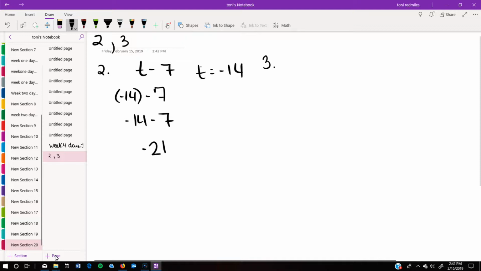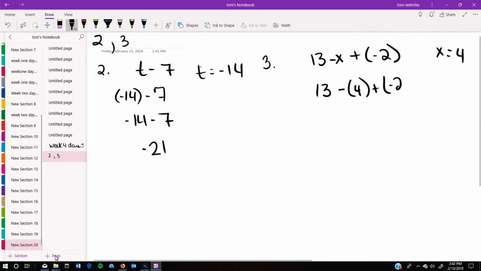Number 3 is 13 minus x plus a negative 2, and x equals 4. So everywhere I see an x, I'm putting in a 4. I evaluate that I don't need these parentheses, so I'm going to just drop them. I don't need these either, actually. It does make it a little bit more organized. That's the only upside. All right, so 13 minus 4 is 9 plus a negative 2. It's going to give me a 7.